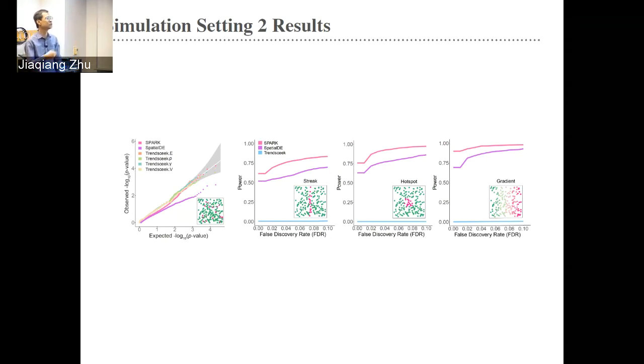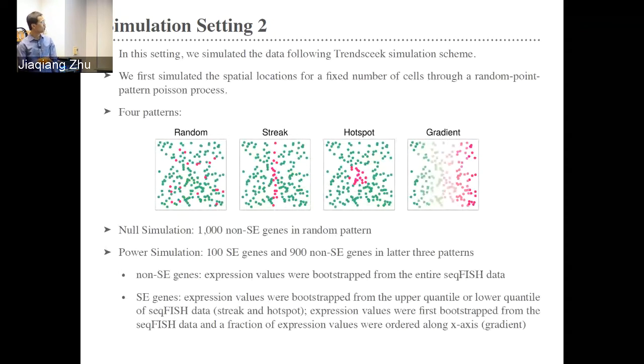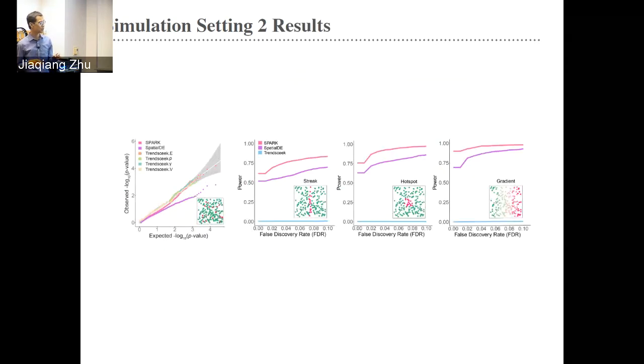One may ask: we simulate under the ChairSeq simulation scheme, but the power is still very low, almost none. This is because in this simulation setting, the SE strength, the difference between the pink dots and the green dots, the fold change between these two types of dots, is only two. In their original paper, ChairSeq can begin to have power, or is able to detect genes, when the SE strength increases to 5, 10, or 100. And under those simulation settings, both SPARK and SpatialDE have full power.